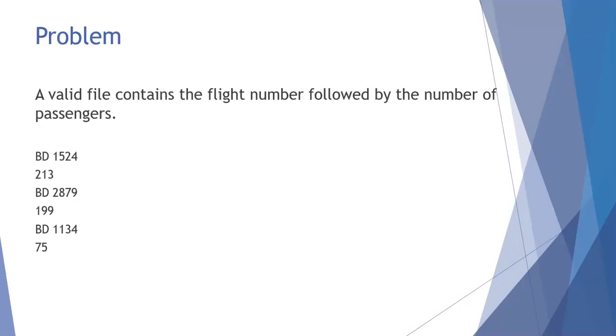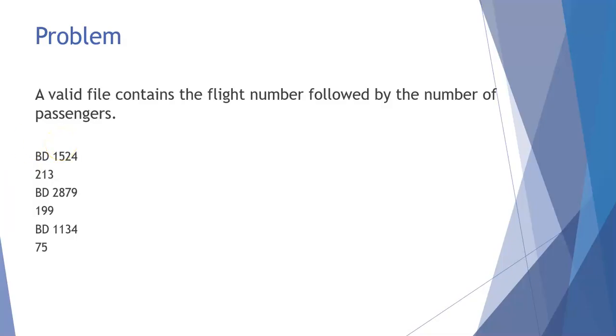Okay, so the file should look like this. Here is some sample data, and you can create a file like it. I just used a bogus airline here. I did BD and then a space and then a 4-digit flight number. Then press enter and enter the corresponding number of passengers on the flight. Then again, same airline abbreviation, a space, and then the flight number. Press enter, enter the number of passengers, press enter, etc.